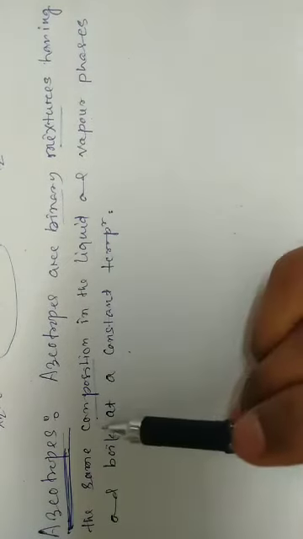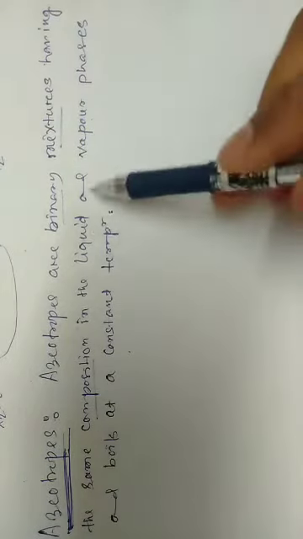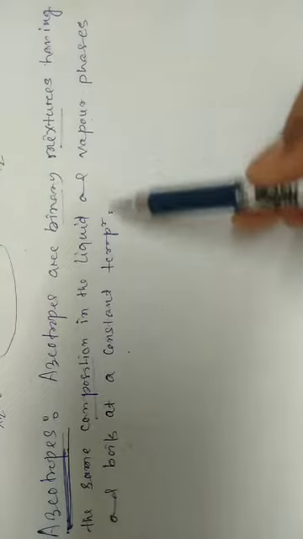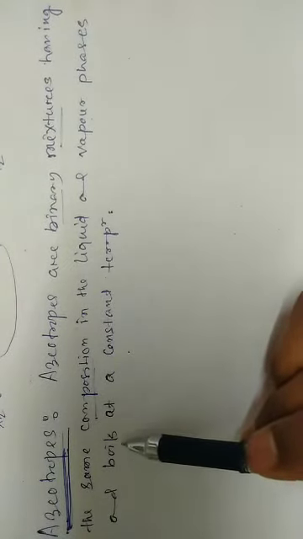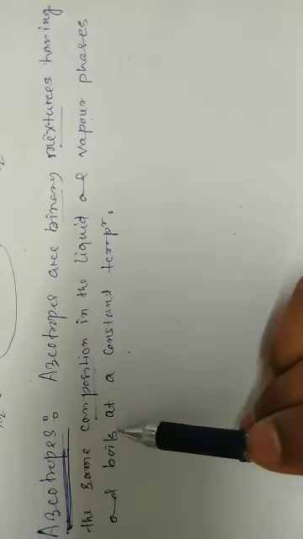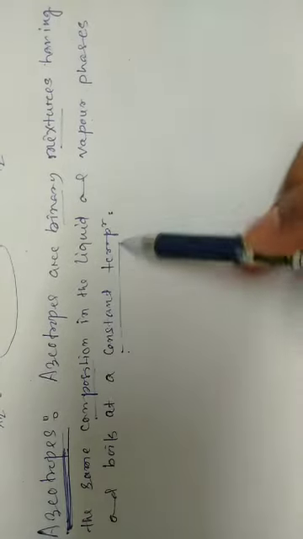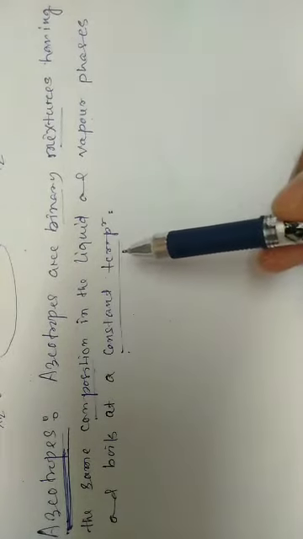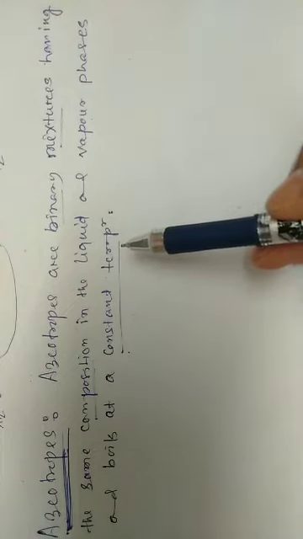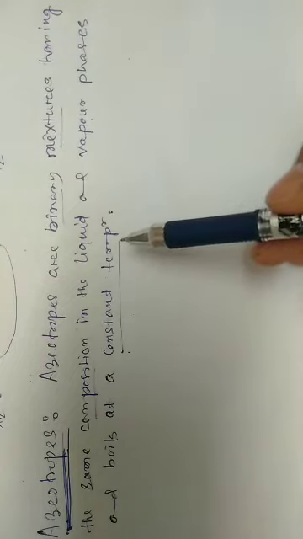और एजियोट्रोप में क्या होता है, कंपोजिशन वेपर फेज एंड लिक्विड फेज दोनों फेज में कंपोजिशन क्या होता है, सेम होता है. और in an azeotrope both the liquid components are boiling at a constant temperature. एजियोट्रोप ऐसा एक लिक्विड लिक्विड मिक्सर है जहाँ दोनों liquid 1 and liquid 2 both liquids are boiling at the same temperature.